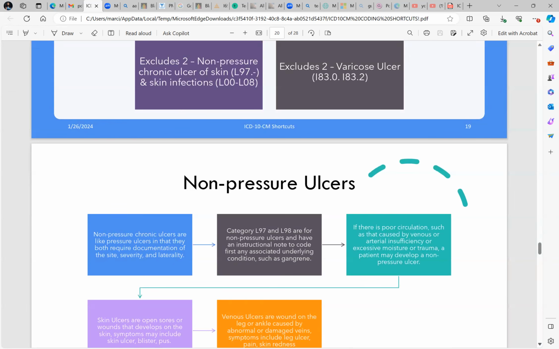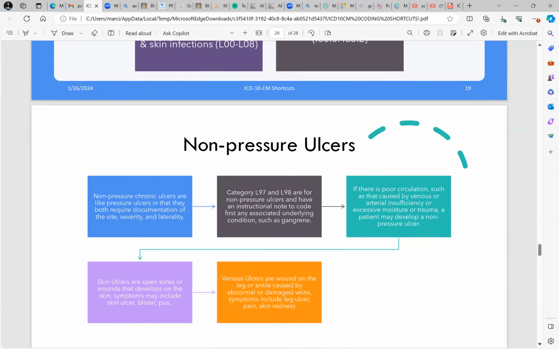So non-pressure chronic ulcers are like pressure ulcers in that they both require documentation of the site. So when we're reading the documentation for ulcers, the provider needs to put the site, the severity of the ulcer, and the laterality, left, right. Severity, the stage, the site, where it's located. So categories L97 and L98 are for non-pressure ulcers and have an instructional note to code first any associated underlying conditions such as gangrene. I always read the instructional notes.